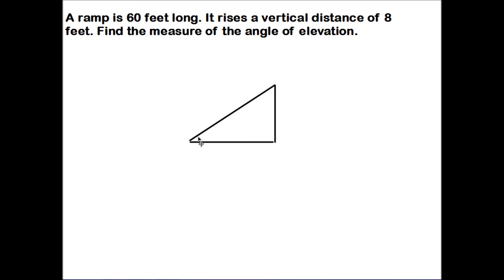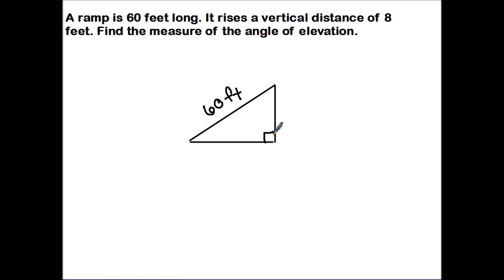Alright, this is going to be our last slide, so you won't have to worry about that next one. Let's read it. A ramp is 60 feet long. It rises a vertical distance of 8 feet. Find the measure of the angle of elevation. Okay, please draw a picture that's very similar to mine. If it says the ramp is 60 feet long, that means we're going to label this part, my ramp, 60 feet. Make sure to draw in the right angle in your picture.